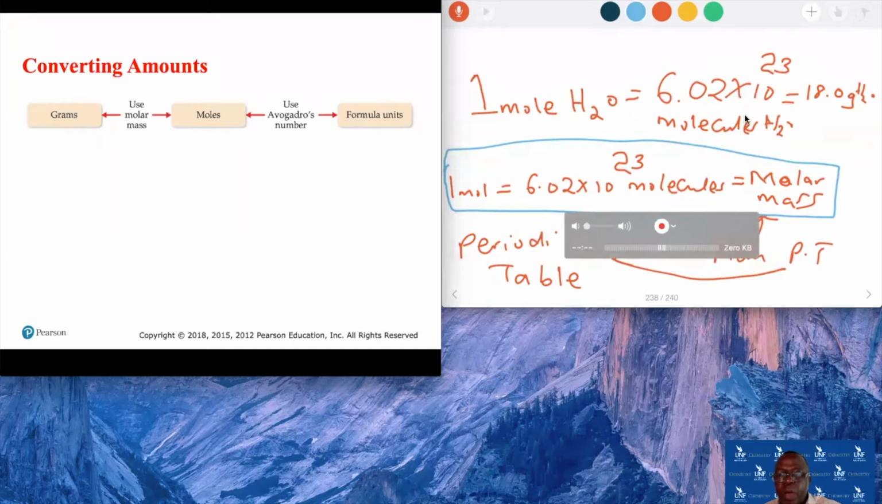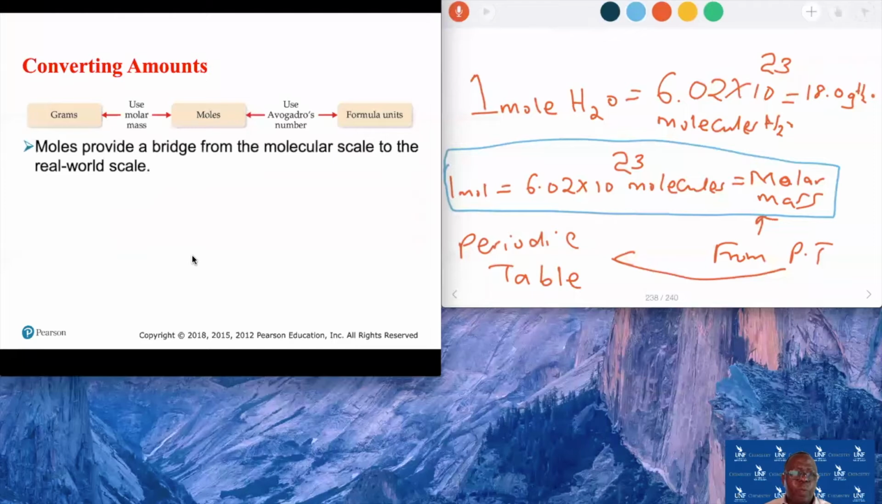Avogadro's number is what you have here. You may have a setup, but somebody will have difficulty keying this in. They don't know how to use their calculator to write the exponent. You need to know your calculator. If it is a TI-31 or 34, you have to be able to express this number in scientific notation. Maybe once we solve one problem, you'll see how to convert.